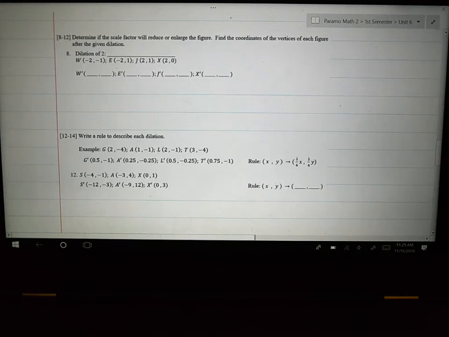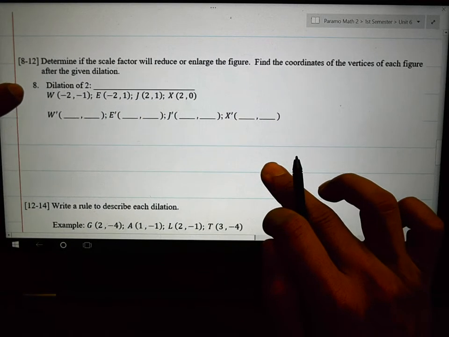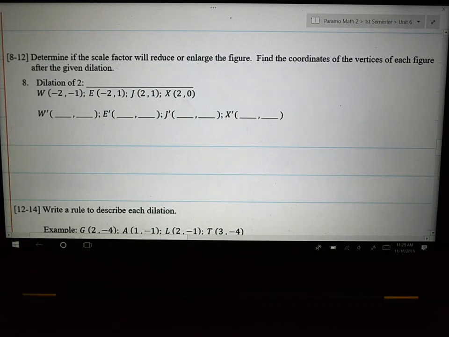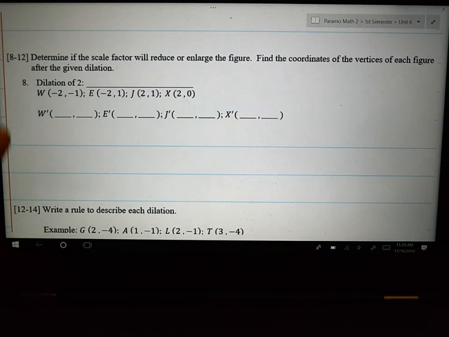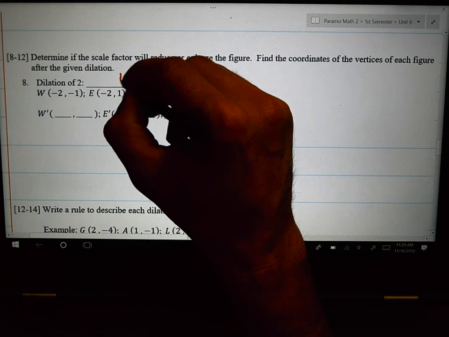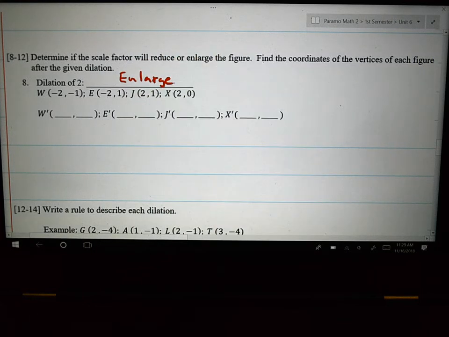The last 2 examples I've picked were numbers 8 and number 12, just because we hadn't done anything like it before. So let's look at number 8 first. Determine if the scale factor will reduce or enlarge the figure. If it has a dilation of 2, will it reduce or enlarge? That's our first answer for 8.